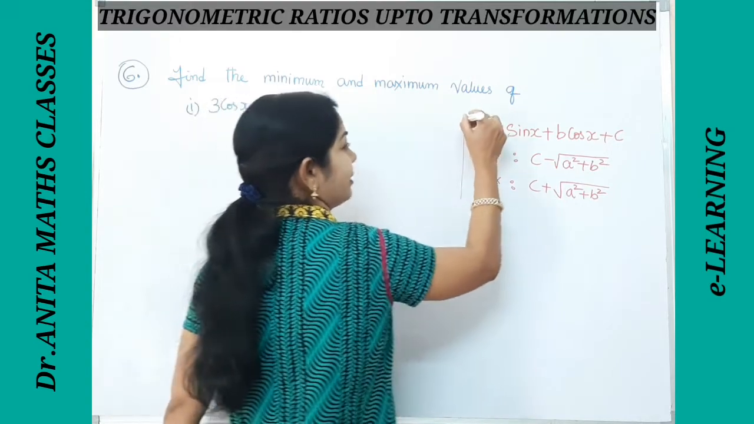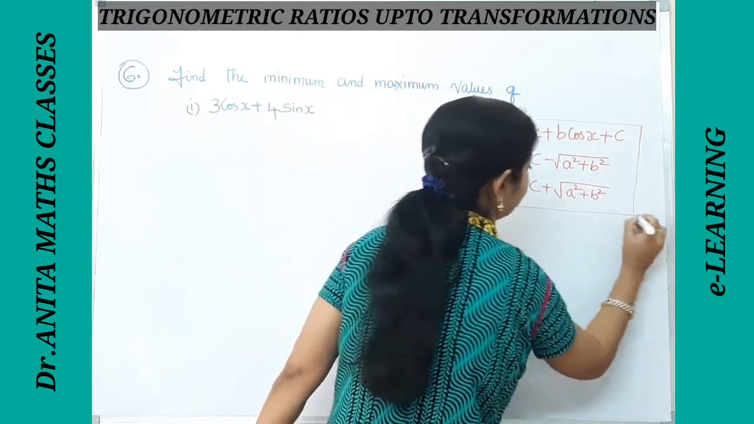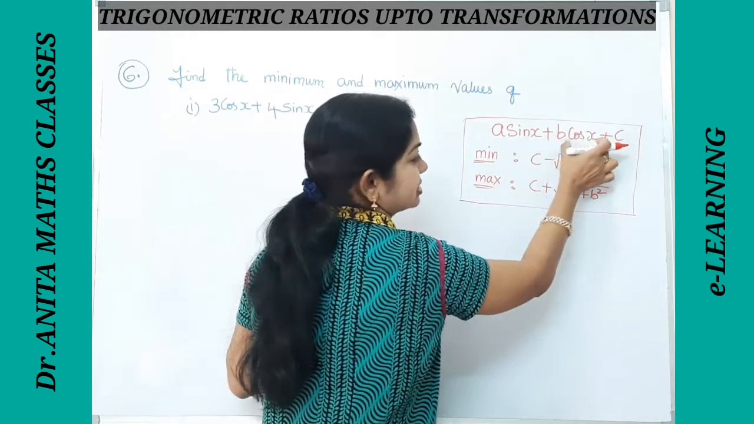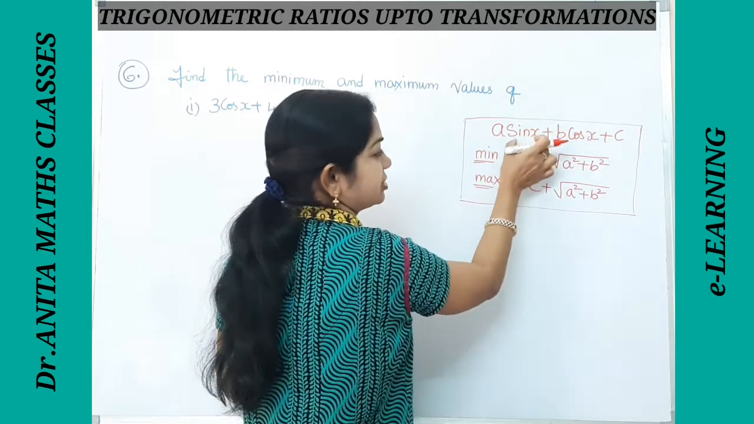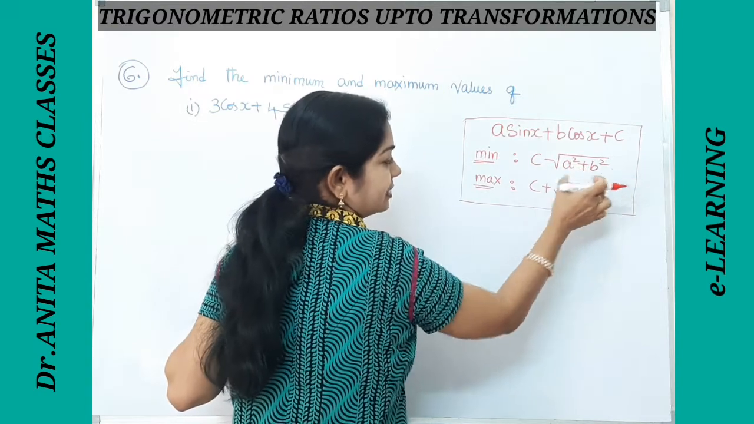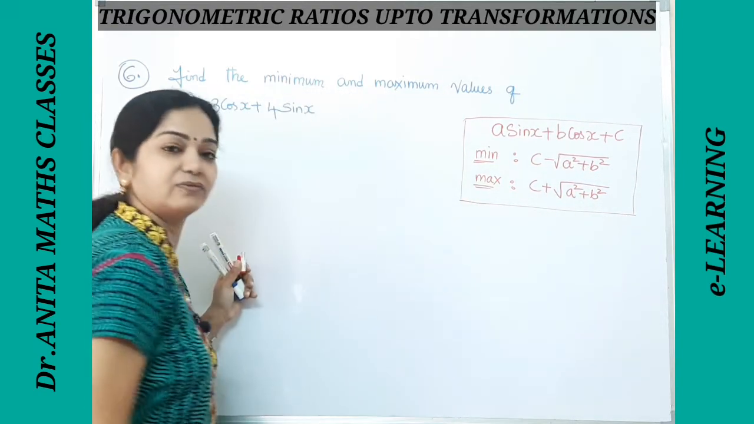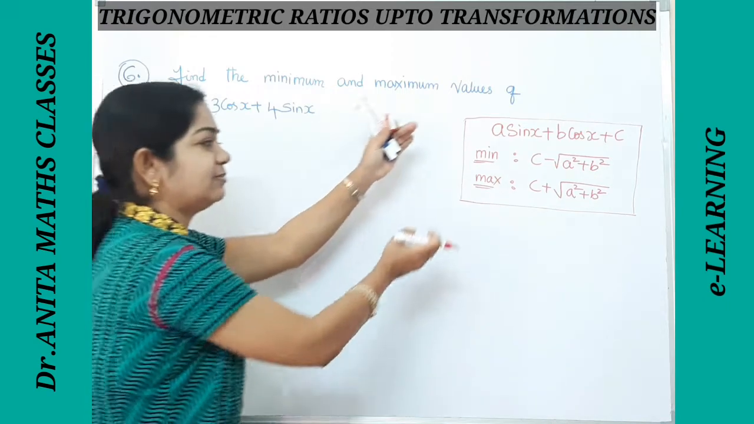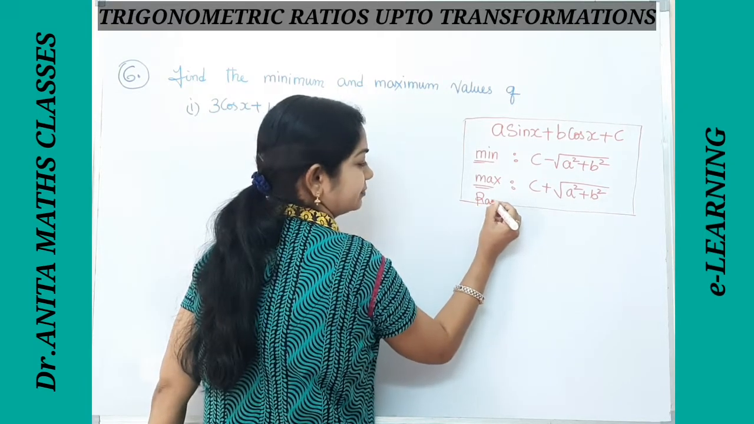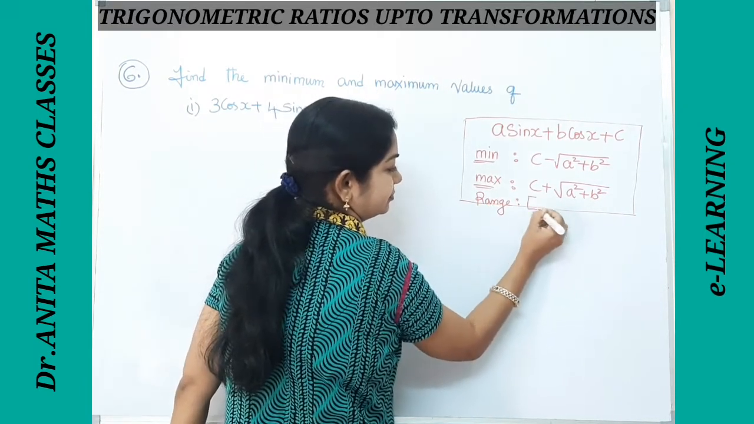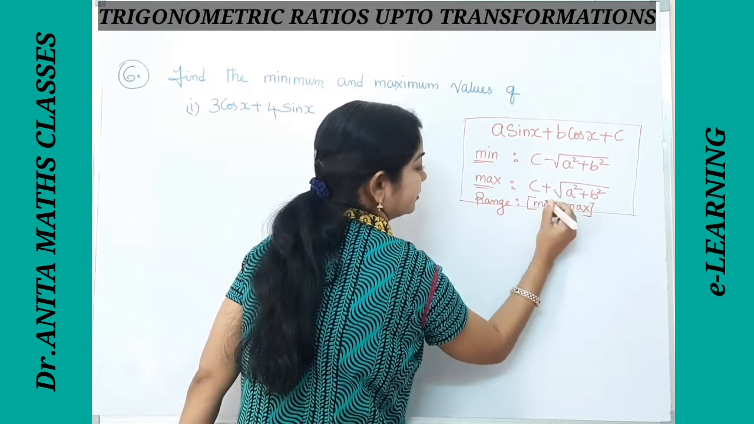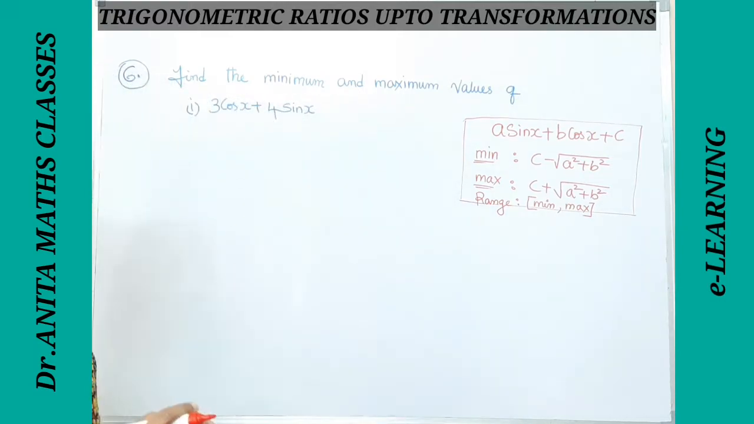So minimum and maximum form the range of any function, isn't it? So this is the formula. If the equation is in the form of a sin x plus b cos x plus c, where a and b are the coefficients of sin x and cos x, then the minimum value is c minus under root a square plus b square. Maximum is c plus under root of a square plus b square. And this minimum and maximum form the range. Range is minimum comma maximum. Finding out minimum and maximum is nothing but we are finding out the range. That is the formula. So I would like to repeat here.